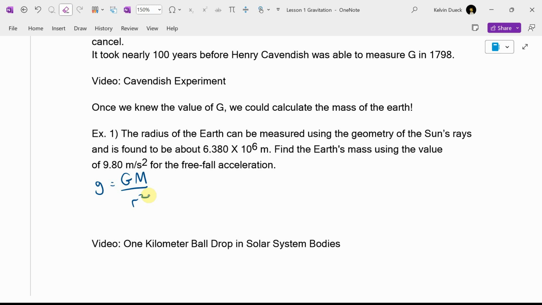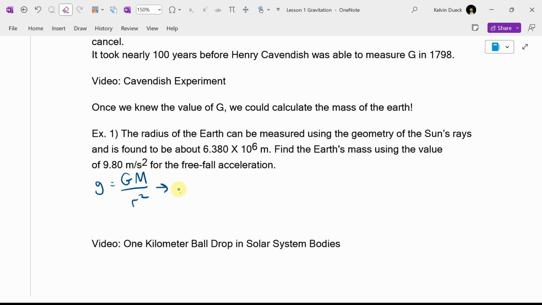Newton's equation. He got big M by itself. Gibson, how would you get the big M by itself? How will you move the big G down? How will you move the r squared over? And little g, he knew, 9.8. They had that back then, so he knew that.